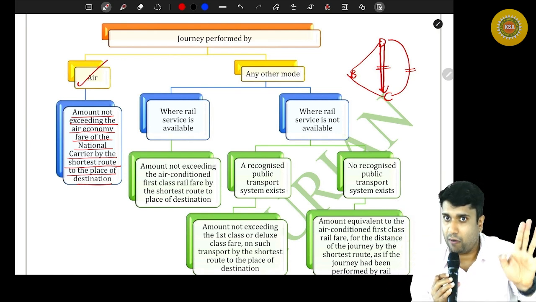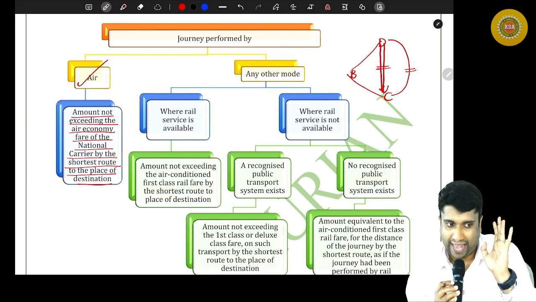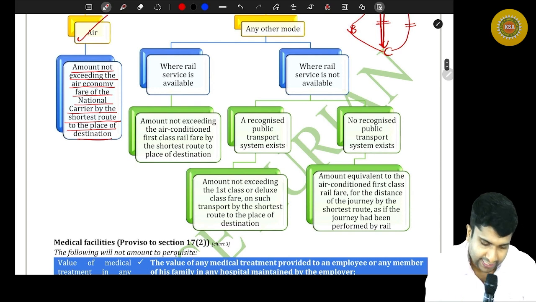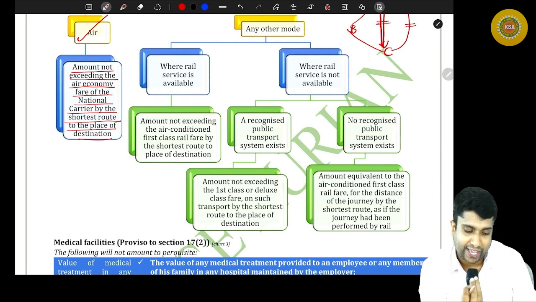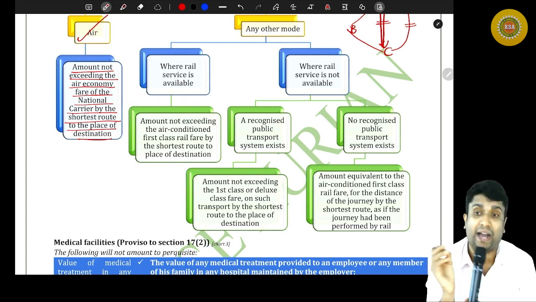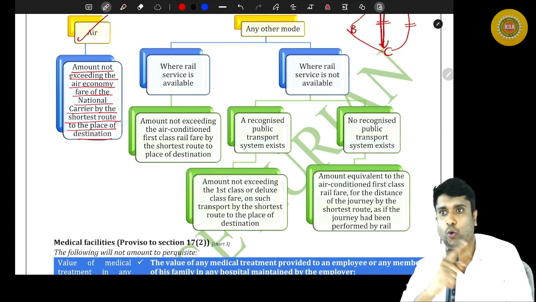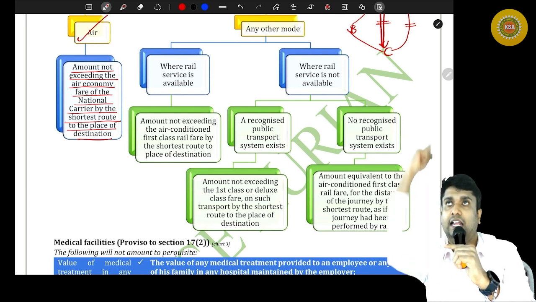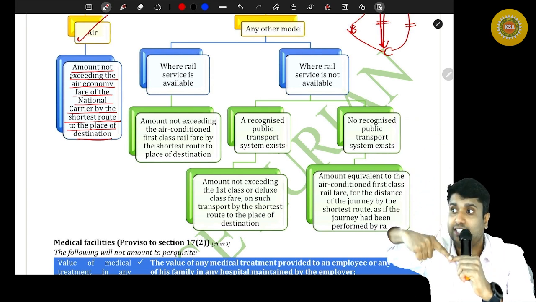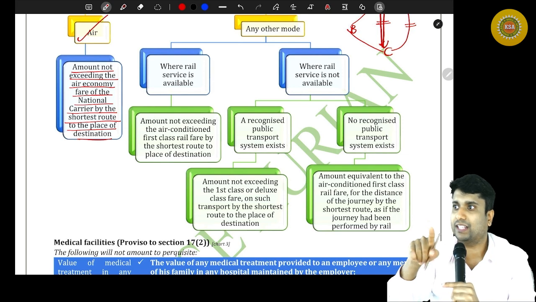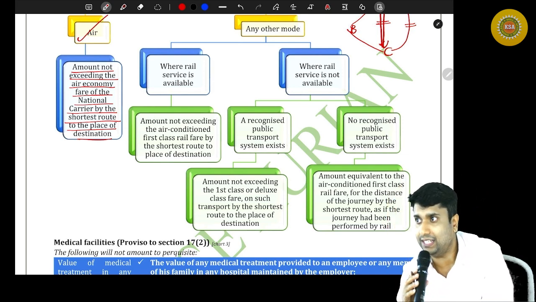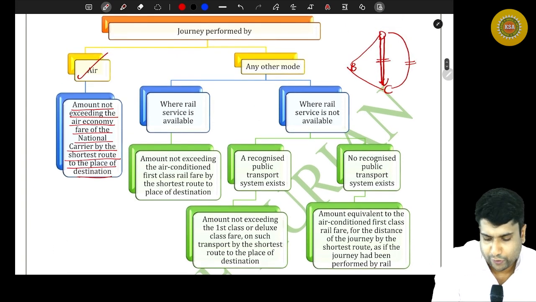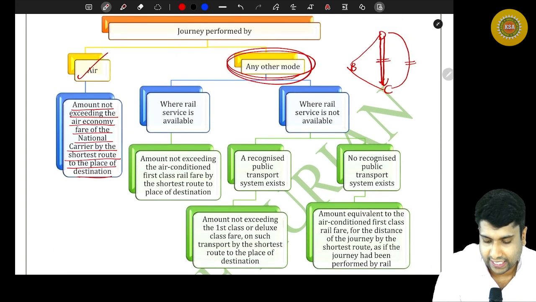So if you performed that journey through air, how much is the exemption? The amount not exceeding the air economy fare of the national carrier by the shortest route. Shortest route means you start from the origin till the farthest point. You go to Delhi, come back. Whatever the ticket cost is, only that is allowable as an exemption.